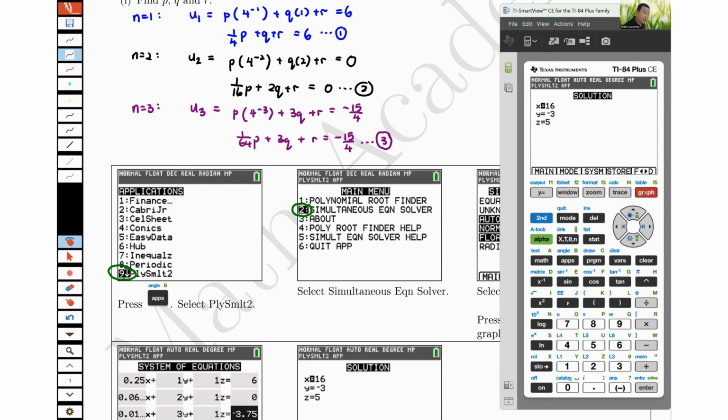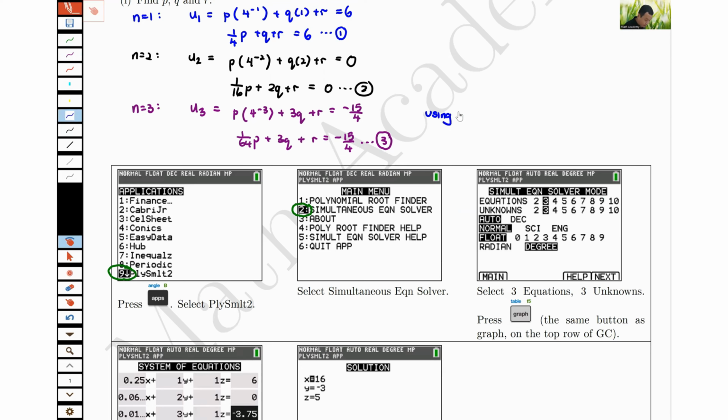Okay, so let me just fill in the numbers. So we can just quote that we have our answers using the graphing calculator. Your X, Y, Z will correspond to the order that you key in, and the order that we key in is P, Q, R. So P is 16, your Q is minus 3, and your R is the value 5. So this is a simultaneous equation. If you have three equations, three unknowns, we will go for something like that.